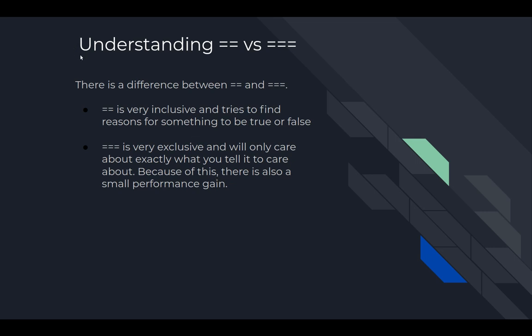It's get your ifs right. So when you do an if statement, usually you do some kind of a conditional, and you use a double equal or a triple equal. There's a big difference between a double equal and a triple equal. The double equal is inclusive, and it really tries to find any reason that it can be true or false.